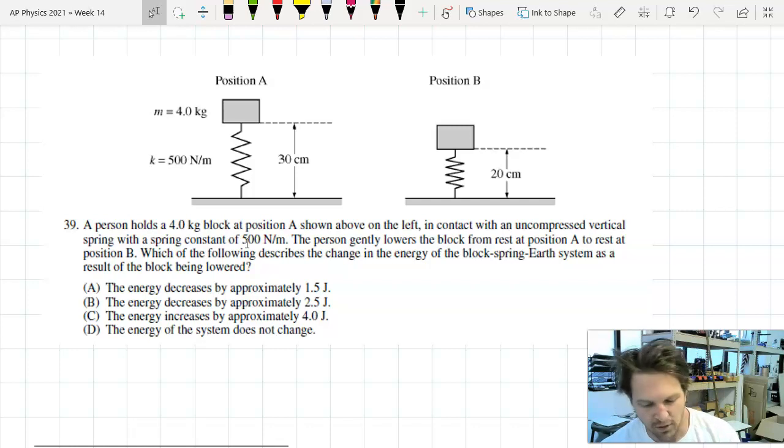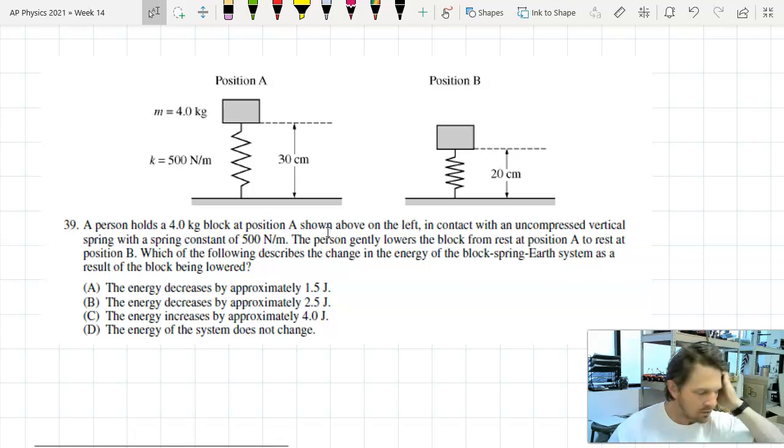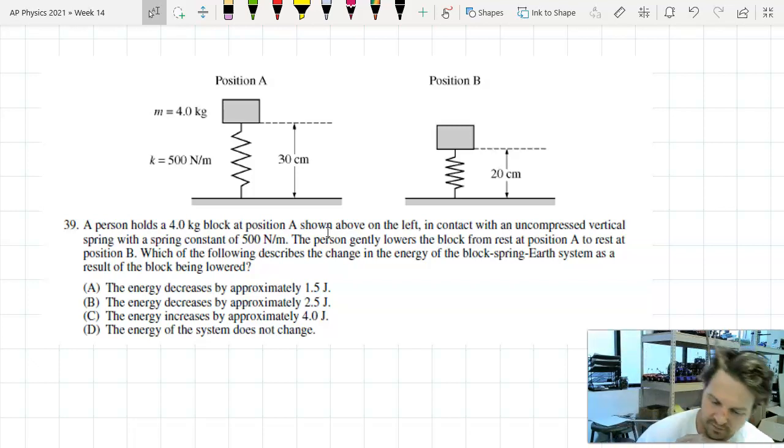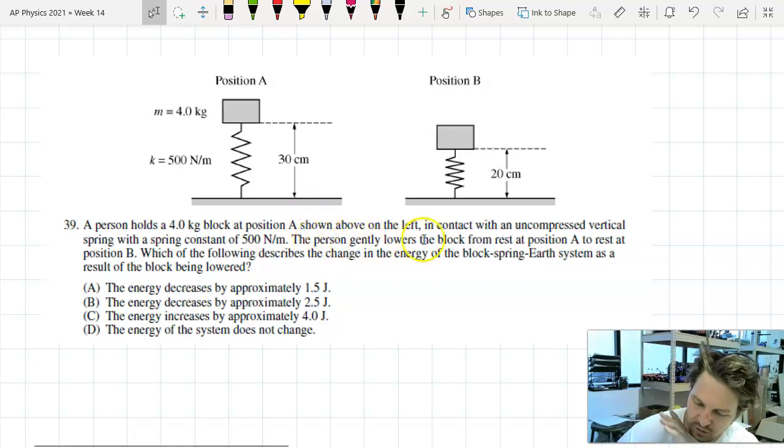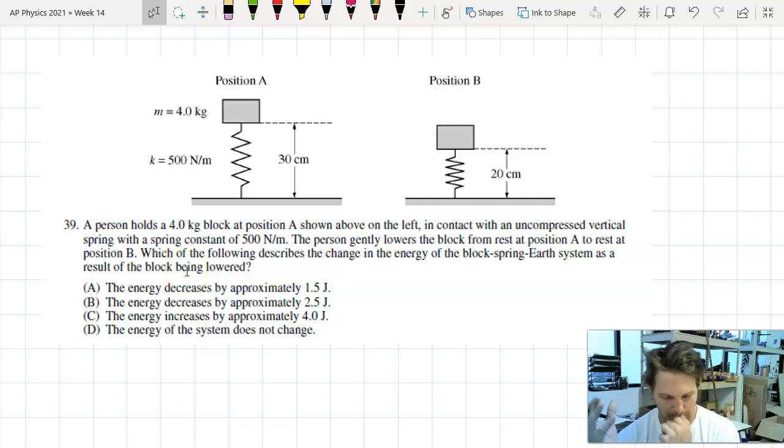39. A person holds a 4 kilogram block at position A, shown above. Let me get my little notes for this one. So here's the deal. The person gently lowers the block from rest at position A, and they lower it down to here. The best way to approach this one is just looking at what's the change in energy. We just got to calculate it real quick.